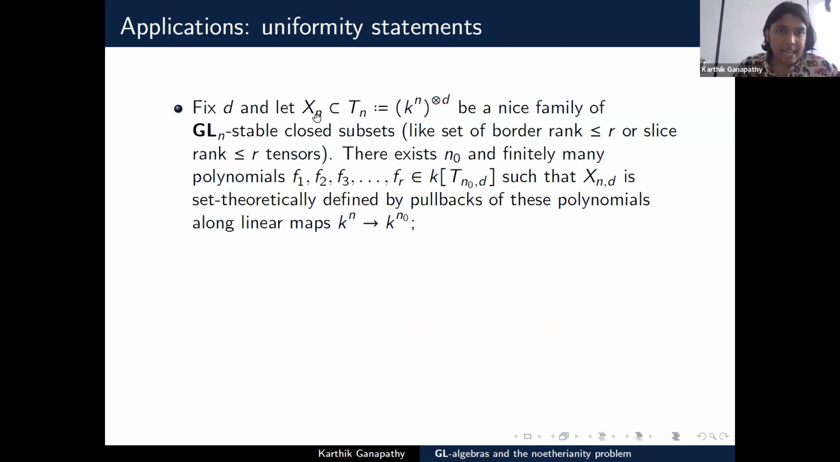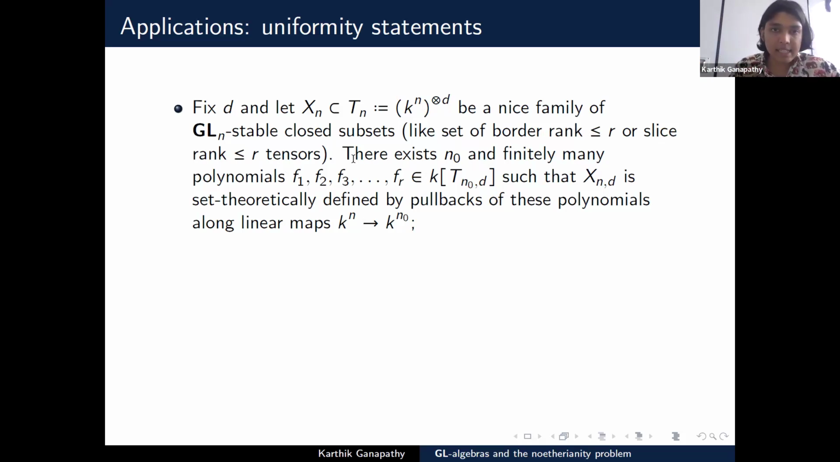So fix d and let X_n be the space of d-fold tensors, the d-fold tensor product of K^n, and let X_n be a nice family of GL_n stable closed subsets as n varies. The kind of nice family that I'm thinking about are things like the set of tensors of border rank less than or equal to r or slice rank less than or equal to r. These are fairly important, both from an application perspective, but these are also very interesting closed subsets in the variety of d-fold tensors.